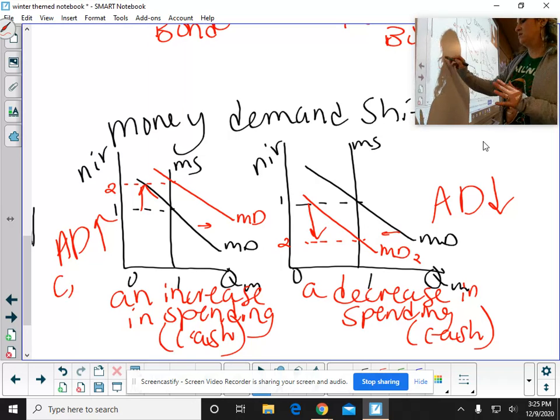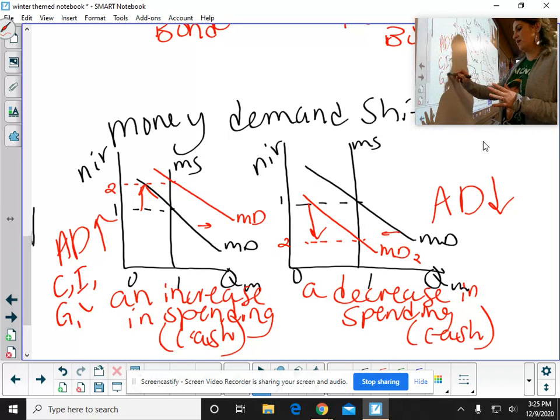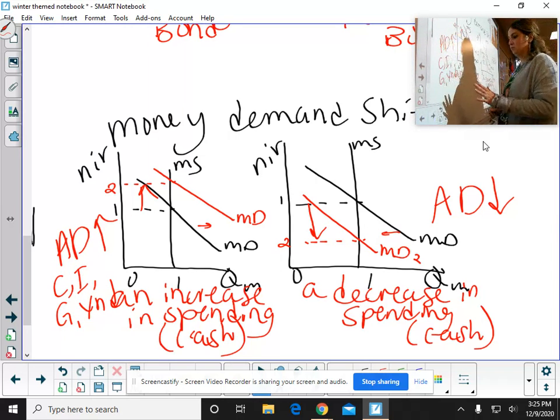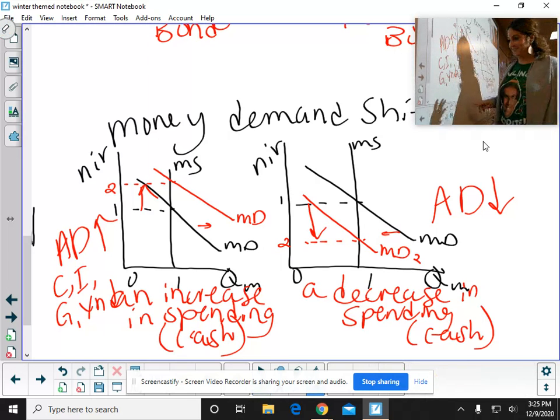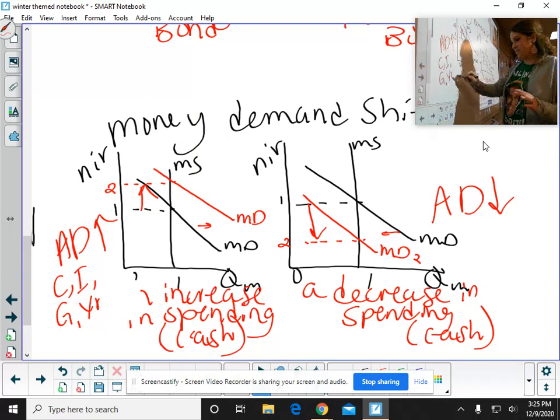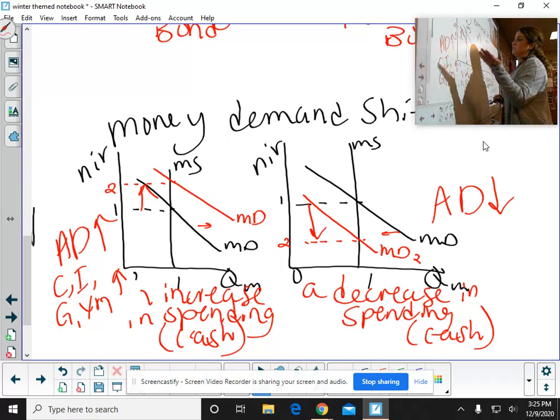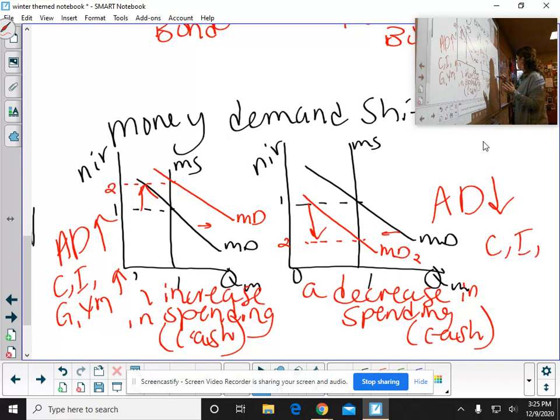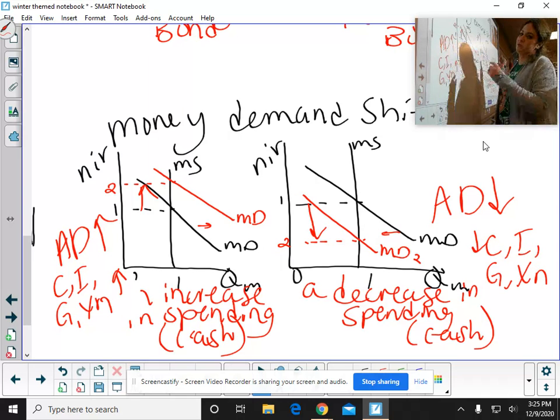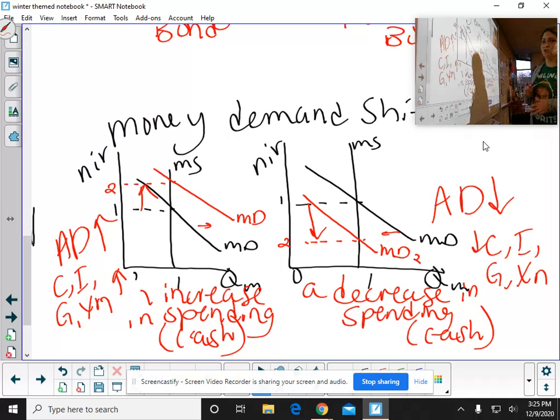So either C, I, G, or XN going down. Oh, actually that was going up. If any of those increase, then it's going to shift money demand to the right. If any of these decrease, C, I, G, X, N, then that is going to decrease money demand. So just make sure that we're drawing our equilibriums in the right spot. But that is what shifts money supply up top and then money demand right here.